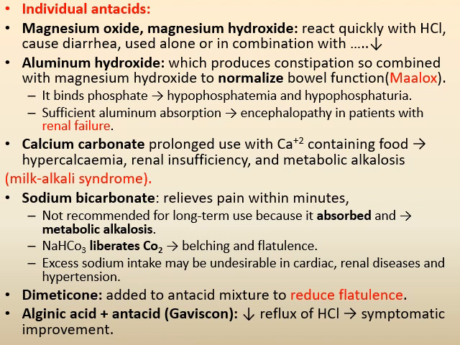Sufficient aluminum absorption can take place in patient with renal failure. ليش؟ لأنه aluminum can be excreted by the kidney. Therefore, in renal disease, reduce the excretion of such aluminum hydroxide, so increase its concentration in the blood, reabsorbed and cause encephalopathy.